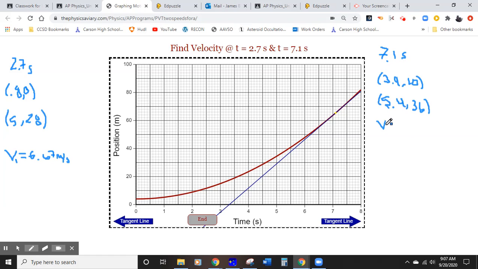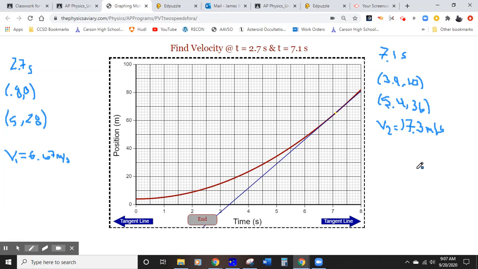We'll call this velocity 2, the second instantaneous velocity. Let's make sure this is 10 here: 3.9 and 10. Good. So we'll do delta y over delta x: 36 minus 10, divided by 5.4 minus 3.9. So I got the velocity of 17.3 meters per second.